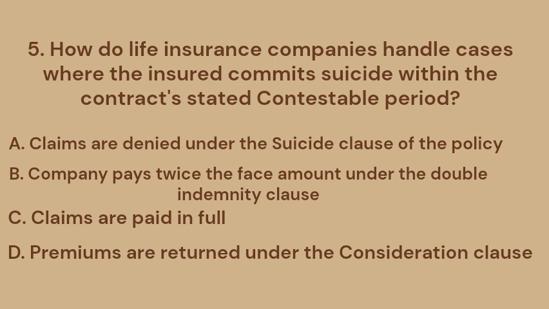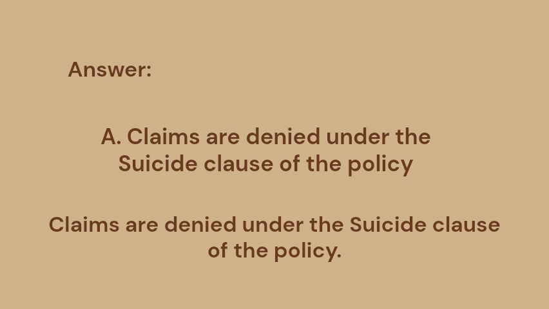5. How do life insurance companies handle cases where the insured commits suicide within the contract stated contestable period? A. Claims are denied under the suicide clause of the policy. B. Company pays twice the face amount under the double indemnity clause. C. Claims are paid in full. D. Premiums are returned under the consideration clause. Answer: A. Claims are denied under the suicide clause of the policy.